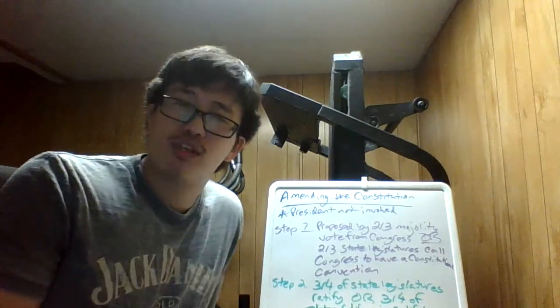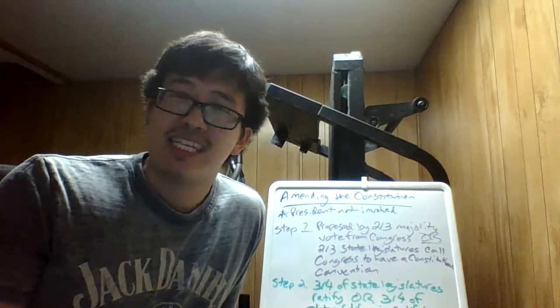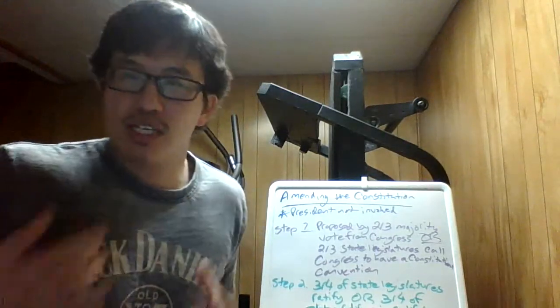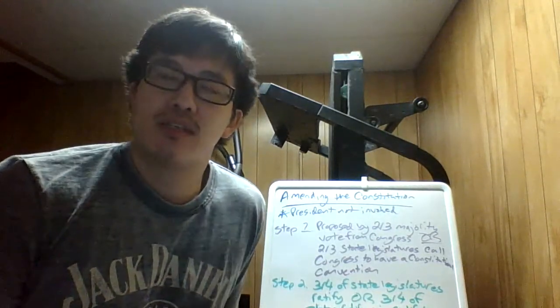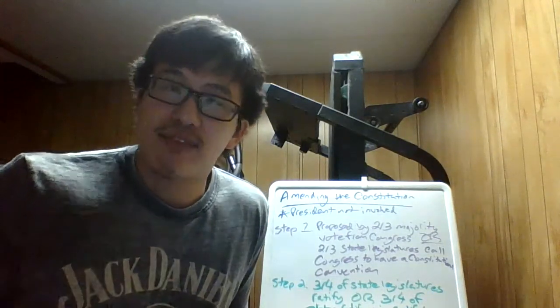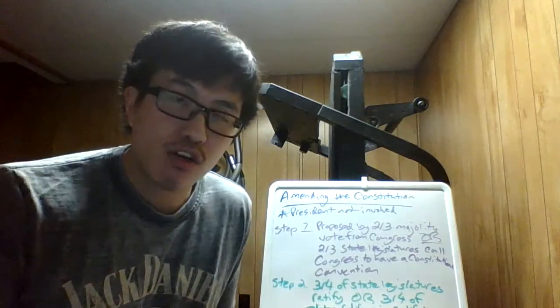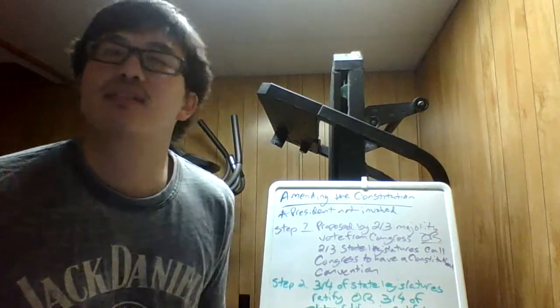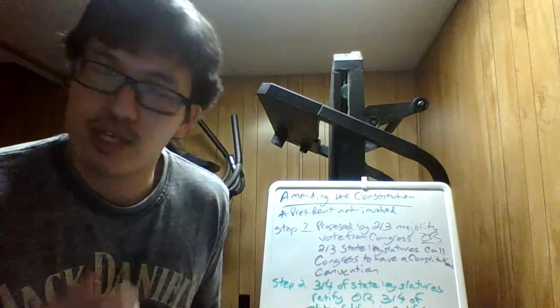This lesson I'm going to discuss how to amend the Constitution. So just a quick review, amendments are additions or changes to the Constitution. There are 27 of them. The first 10 are known as the Bill of Rights. Those are the ones like the right to bear arms, the right to freedom of speech, etc.